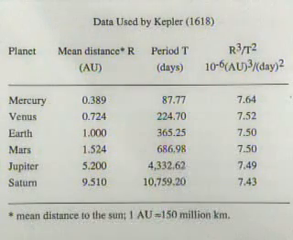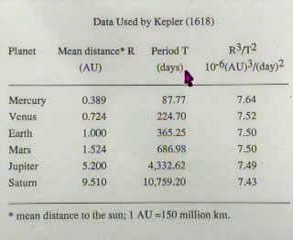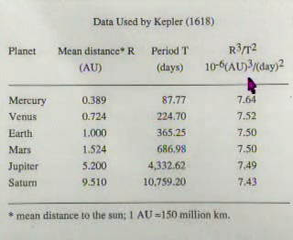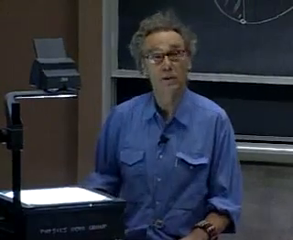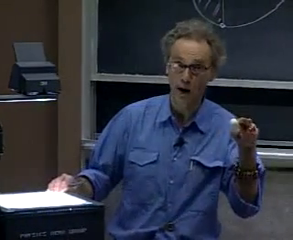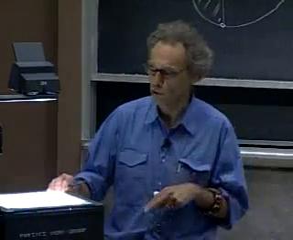And then when he takes this number to the power 3 and this number squared, and he divides the two, he gets numbers which are amazingly constant. And that is his third law. His third law leads immediately to the inverse square dependence of gravity, which he was not aware of, but Newton later put that all together.